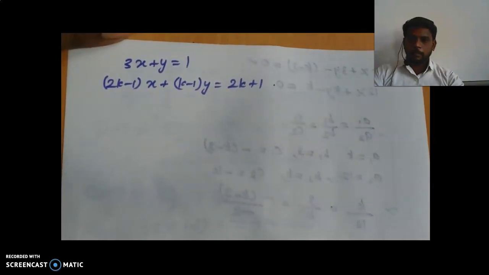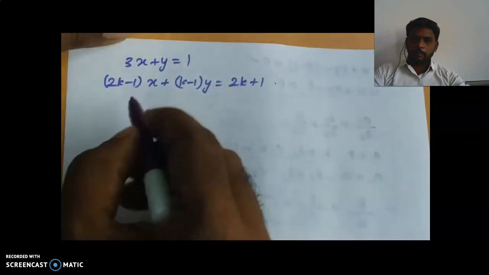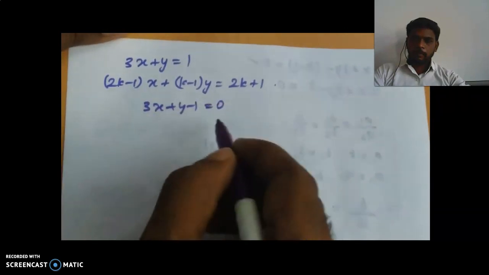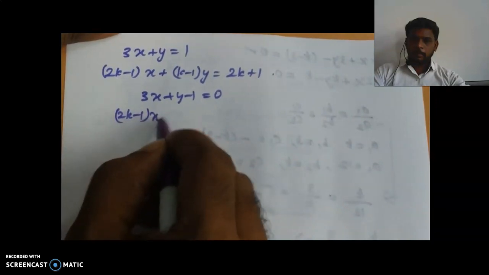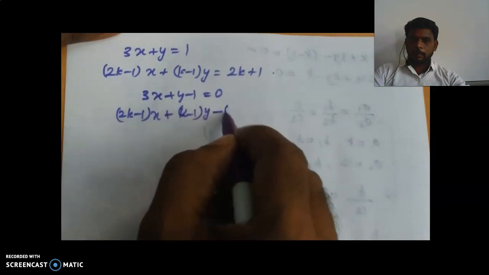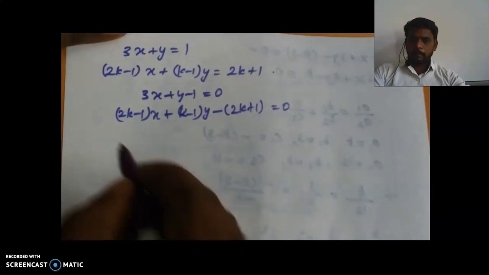Before going to find that, just write this pair of linear equations in standard order. Standard order means the pair of linear equations having 0 on the right hand side, that's it. So bring the minus to the left hand side, it will become 3x plus y minus 1 equals 0. Similarly, in the second equation, 2k minus 1 into x plus k minus 1 into y minus of 2k plus 1 equals 0, right? So now what is a1?